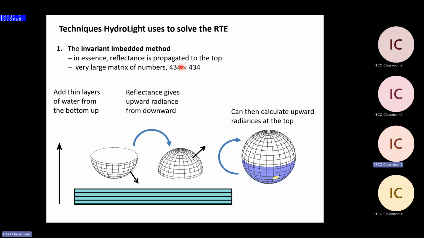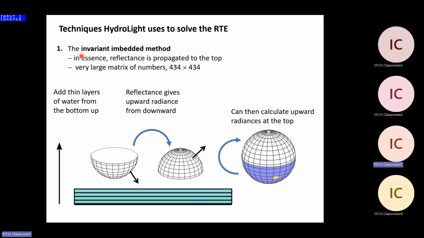Then we can put in the sky radiance and get the upward radiances. Now we have the radiance field, and we can go back down again to populate the radiances through the water column. That's basically how it works. And that's what's referred to as the invariant embedded method. It's slightly more complicated than that, but that's the essence of it.